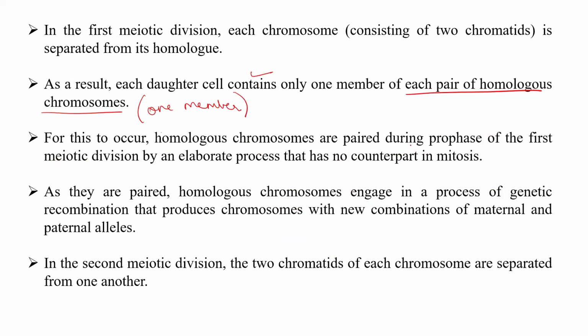For this to occur, homologous chromosomes are paired during the prophase of the first meiotic division, and it has no counterpart in mitosis.